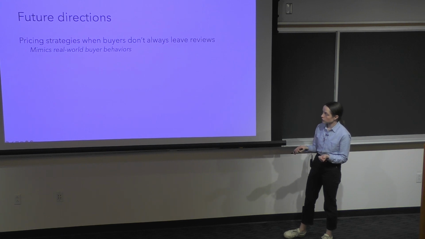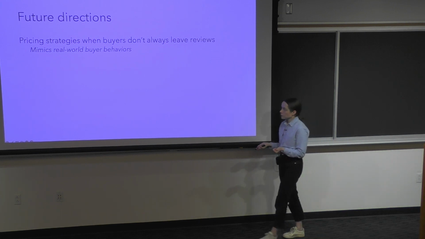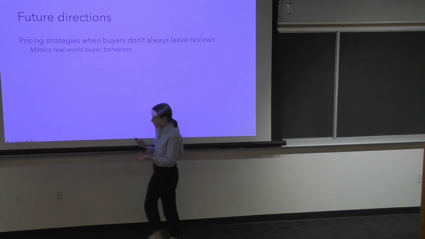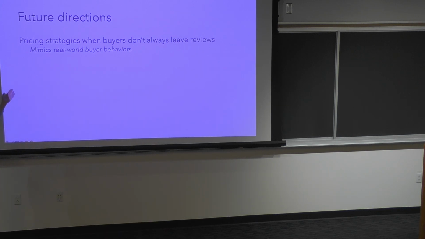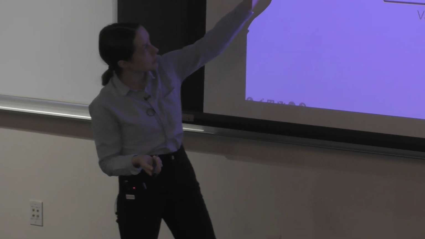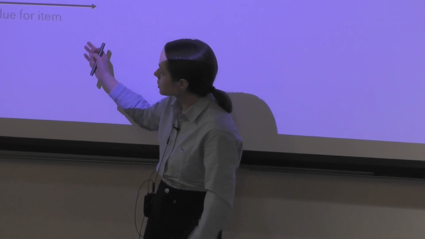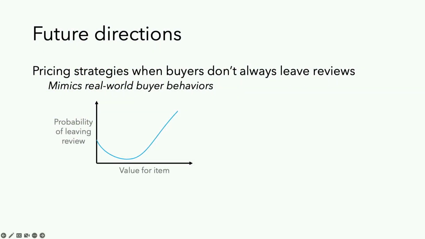So a few future directions. In the real world, people don't always leave reviews when they buy the item. So one direction would be to give pricing strategies when buyers don't always leave reviews when they buy the item. This would mirror real-world buyer behaviors, because research has shown that probabilities of reviews generally have this J-shaped curve, where you can look at the buyer's value for the item along the x-axis and their probability of leaving a review along the y-axis.